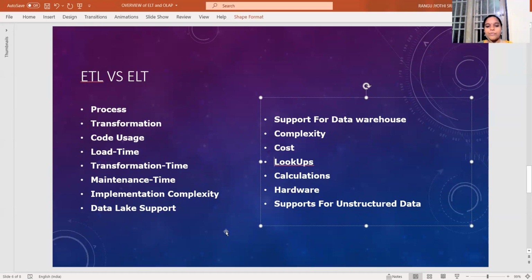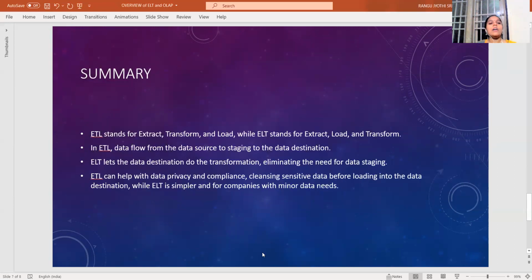Concluding all of these, let us summarize this. ETL means extract, transform, and load, whereas ELT means extract, load, and then transform. I hope we all have understood the major differences between these two.